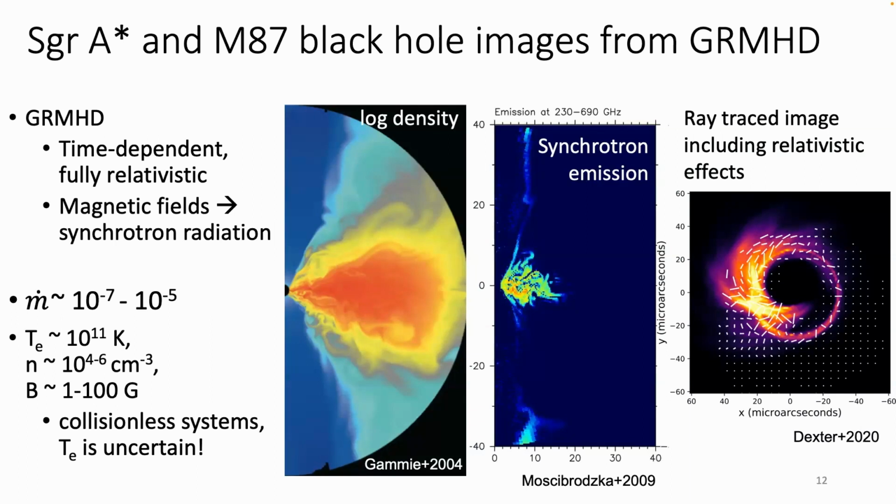Summarizing a lot of work in this area, we realize typical conditions like this. There are very hot electron temperatures, and also gas temperatures, very, very low densities, and magnetic field strengths of something like 10 or so Gauss.